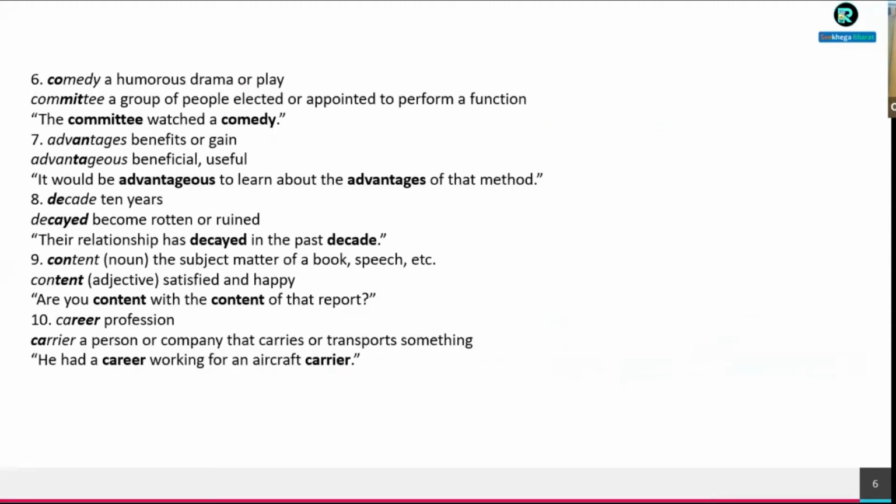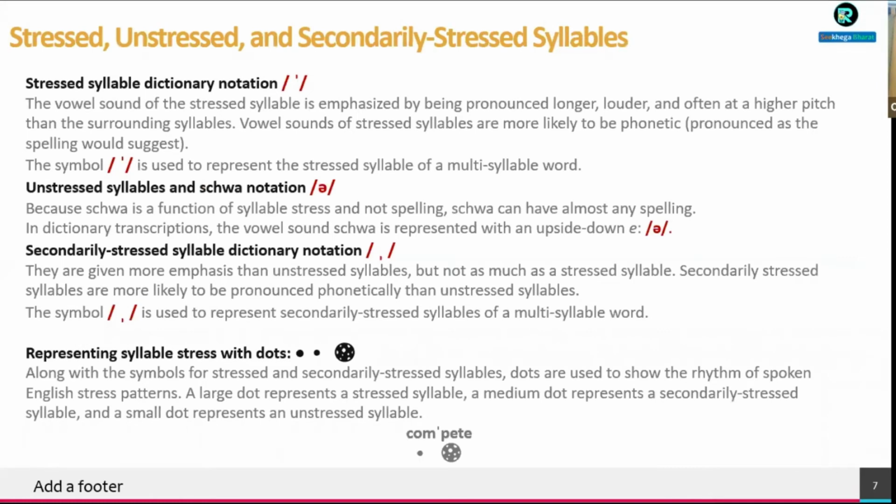Okay, let's move on. So there are some words, and these are some of the marks. If you can see, this apostrophe kind of thing is called stressed. So after this, any syllable that comes has to be stressed, right? And this is called unstressed syllable, schwa.